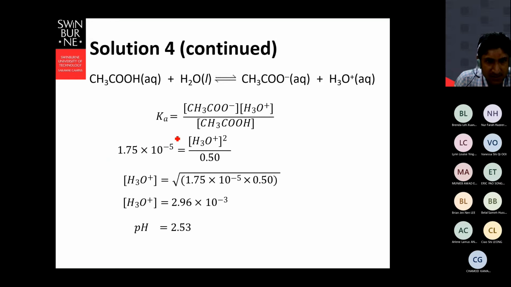And taking care of these powered values, the hydronium ion concentration is 2.96 times 10 power negative third, and we can find the pH very easily. Negative log of this value. pH is 2.53.